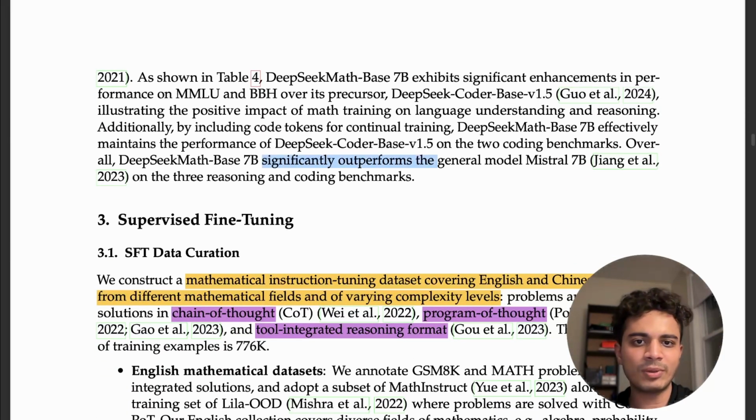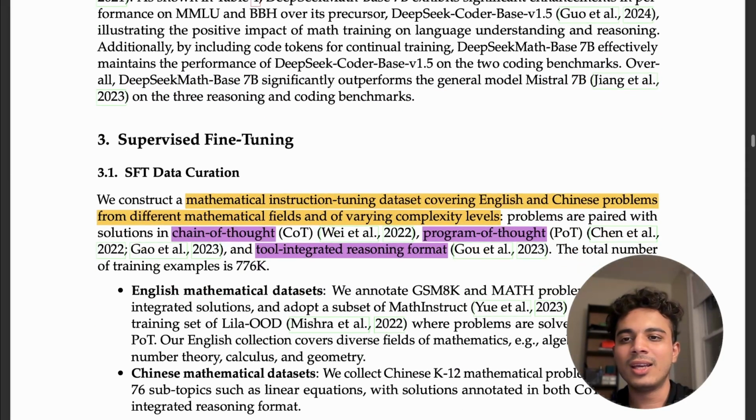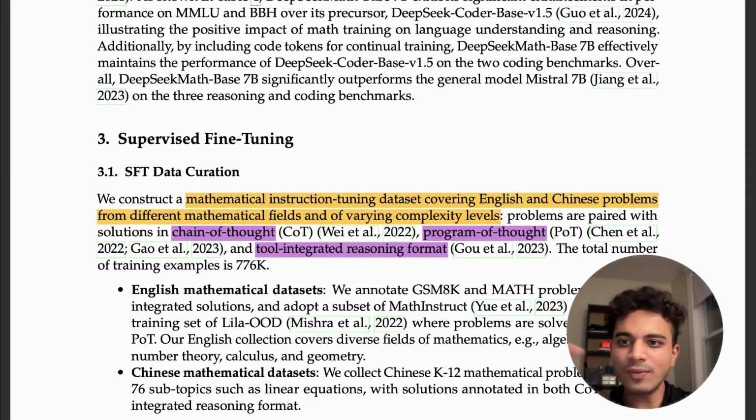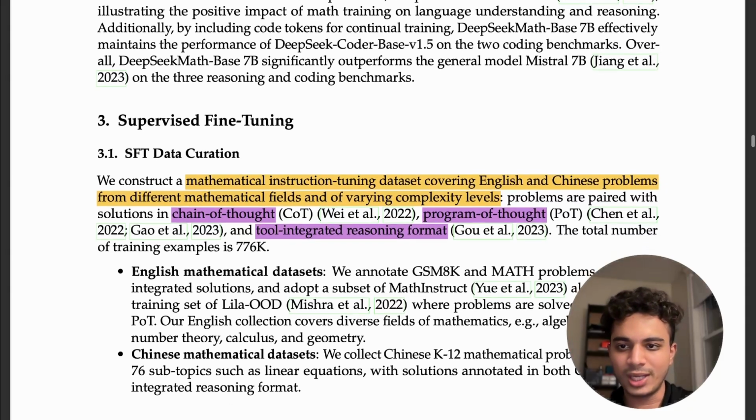So it significantly outperforms the general model. Again, over here Mistral 7B is a general model instead of a mathematics-specific model. So that's important to note. Right. So DeepSeek Math Base 7B is outperforming Mistral 7B. That's it. Fine. So now we come to supervised fine-tuning.